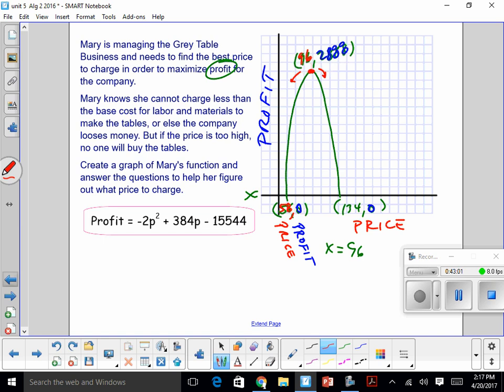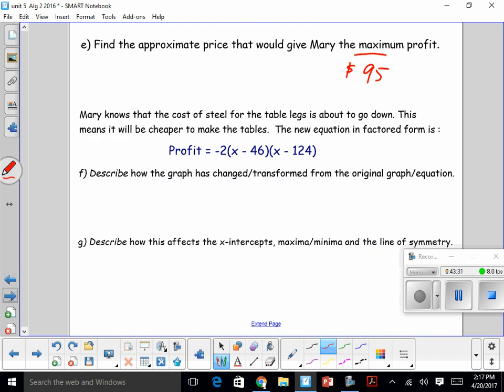They're going to give you a secondary version. Let me read what it says. But you're going to have to click the circle off of the first picture when you produce a second one. Otherwise, if they're on at the same time, they're going to overlap. So let me read it and then have you do it. Mary knows that the cost of steel for table legs is about to go down. This means it will be cheaper to make fewer tables. The new equation in factor form is this guy. So now that her table can cost less, or steel anyway, plug that guy in.